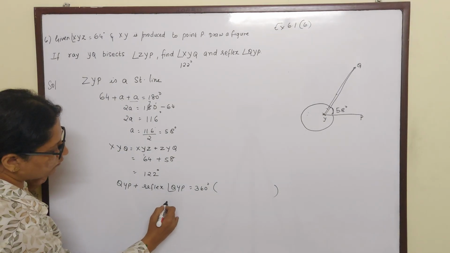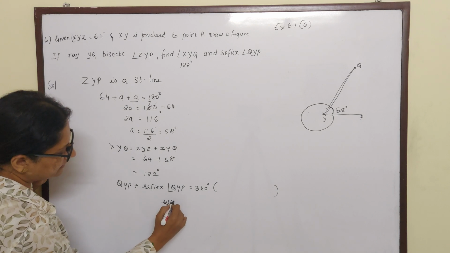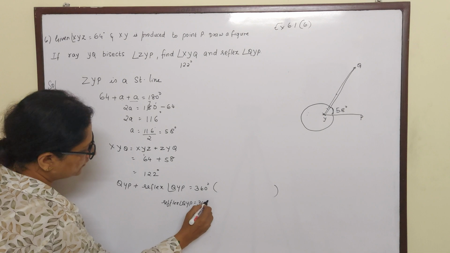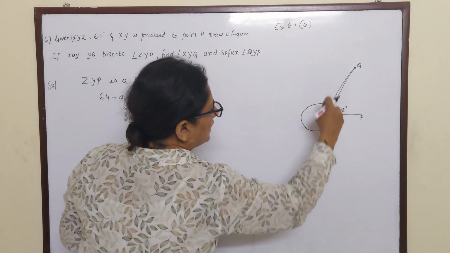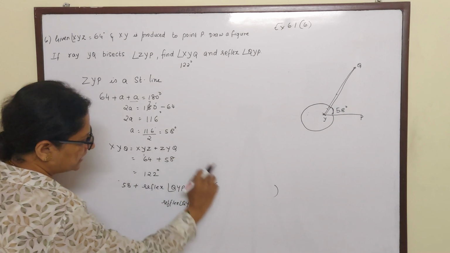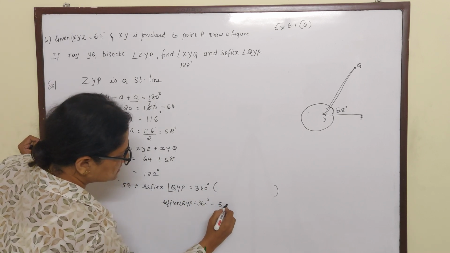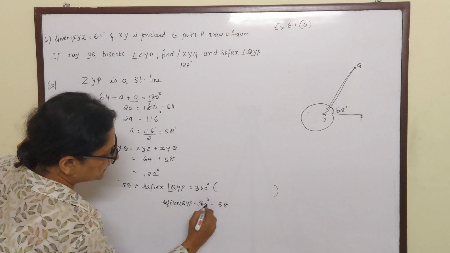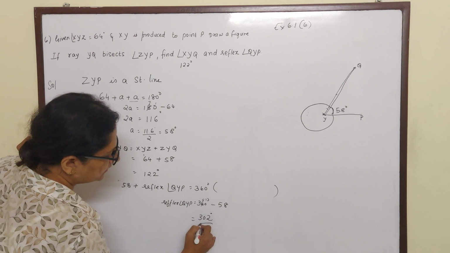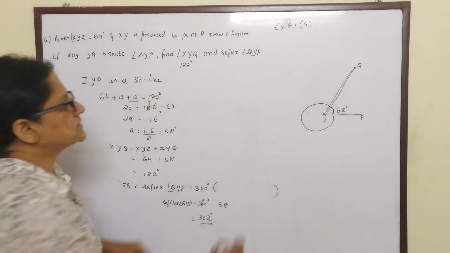So reflex of QYP will give you 360 minus, and we know what is QYP children? QYP is 58. So here I can write 58. So when plus 58 goes here, it will become minus 58. So just you have to subtract. 10 minus 8 is 2. 5 minus 5 is 0. So 302 degree. So your answer is 302.